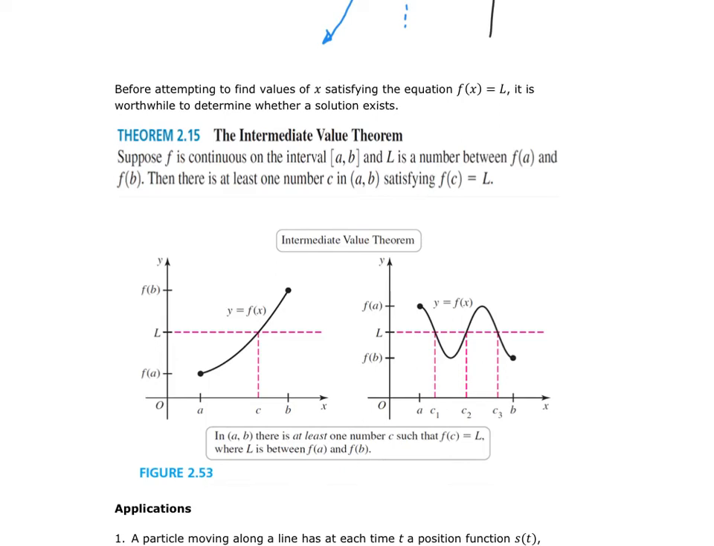So let's take a look at these two graphs. So here is A, here is B, C is somewhere in there. Here's f of A, here's f of B. Somewhere in between, f of C is the output L. Similarly, here's A, here's B. This one actually has multiple places in which I have an output that is L.